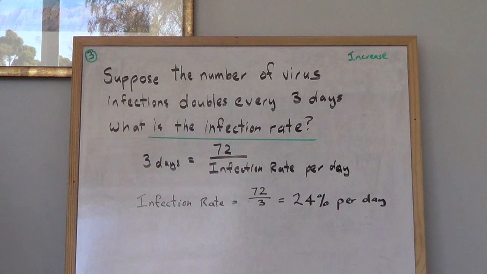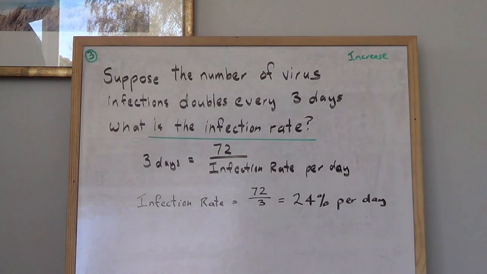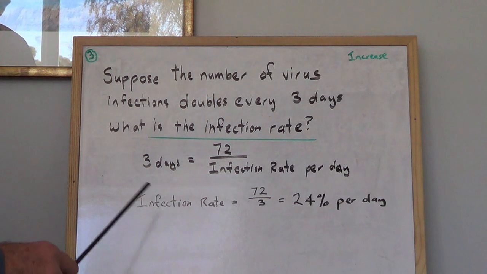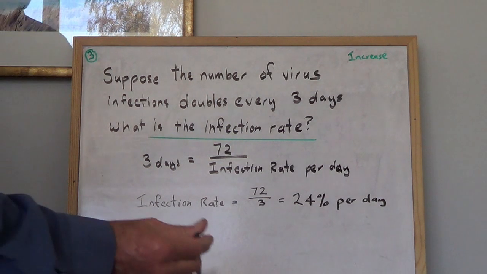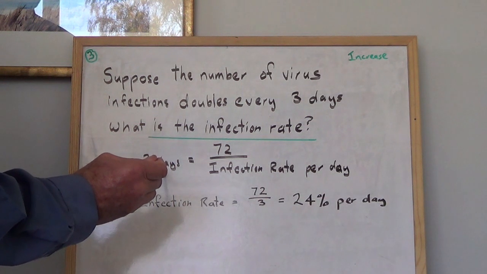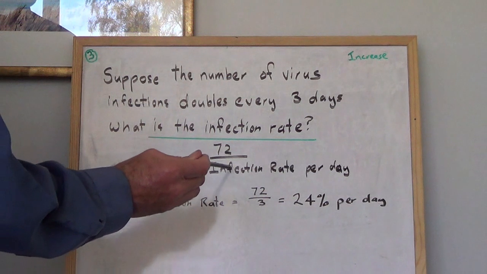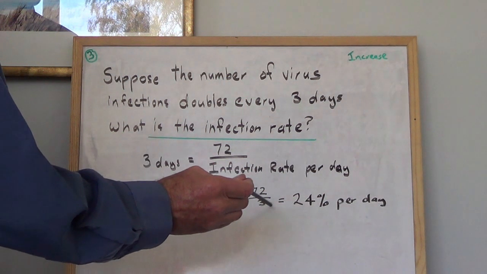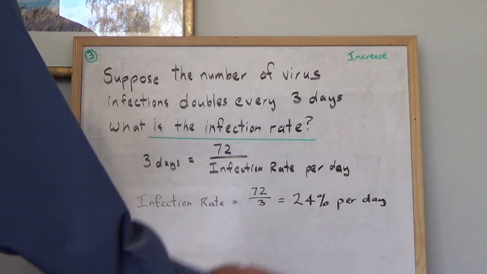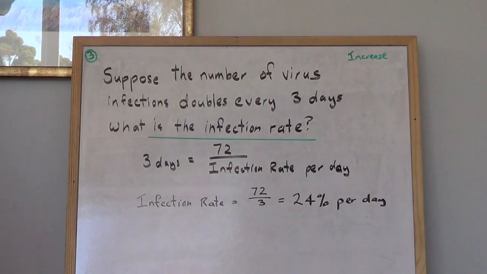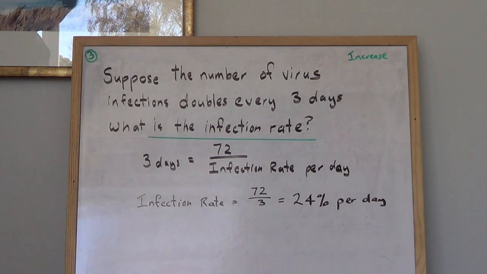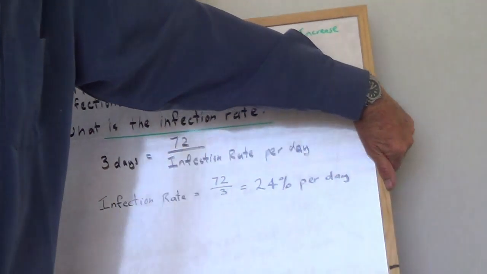And in the United States, and I think it's April, the number of infections was doubling every 3 days. So we'll work out the infection rate. So there's the time to double, there's 72, there's the infection rate. So you just swap those two around. So it's 72 over 3 is equal to 24% per day. All right, so that deals with all the increases.